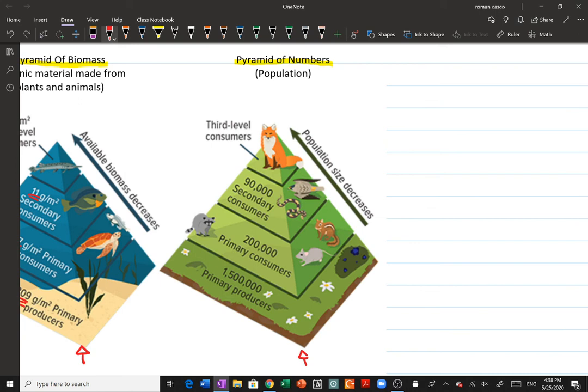Primary consumers are going to be much smaller in number when you compare them with the primary producers, because the amount of energy that is being passed down is much less. So there's less energy that you can use to make a large population, right? You're not going to have 1.5 million.